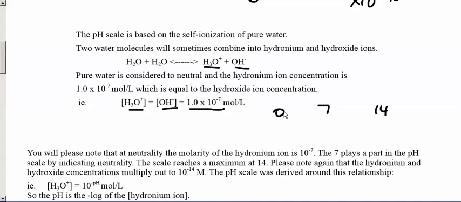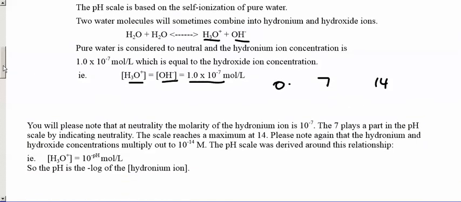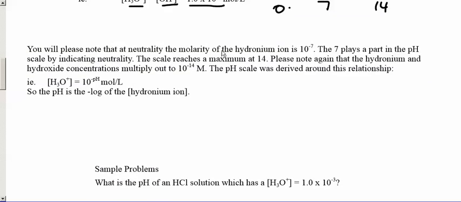Yes. The 7 is coming from here, and we'll see it in a couple of questions in a second. I talked about it here: 7 plays a part in indicating neutrality. Here's a formula. The concentration of H3O plus is equal to 10 to the negative pH, or we can write pH is equal to negative log concentration of H3O plus.